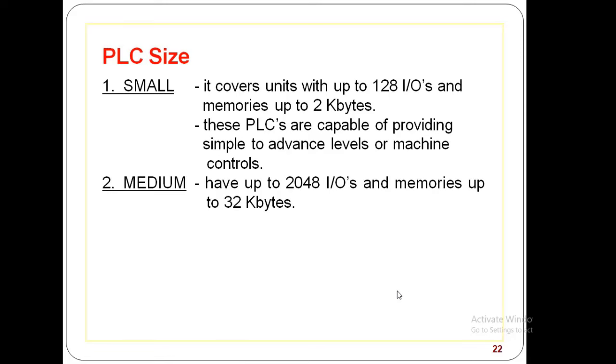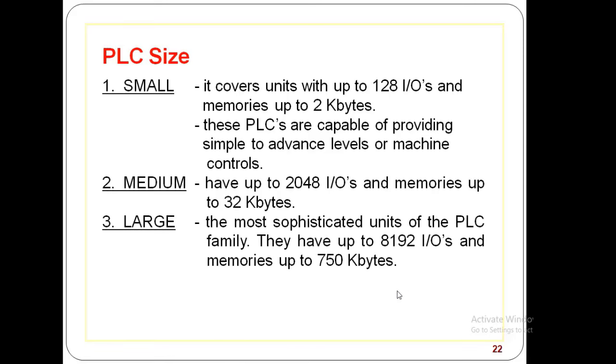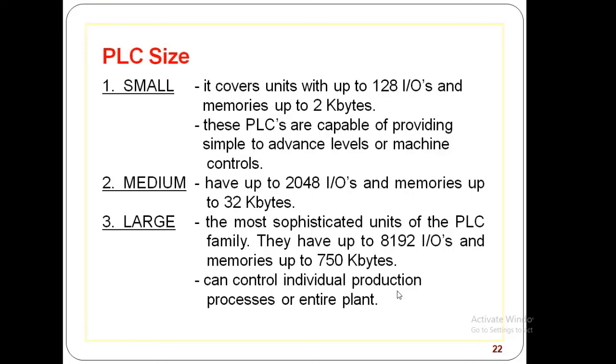PLCs are available in different sizes: small, medium, and large. Small PLCs have almost 2 kilobytes of memory and can run 128 input outputs. These PLCs are capable of providing simple to advanced level machine controls. Medium PLCs have 32 kilobytes of memory and can run 2048 input outputs at a time. And the large PLCs are very costly PLCs which can handle up to 8192 input outputs and 750 kilobytes of memory. It can control the entire plant.